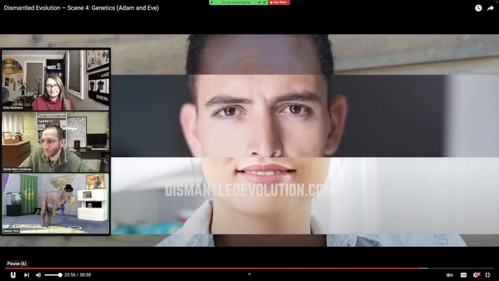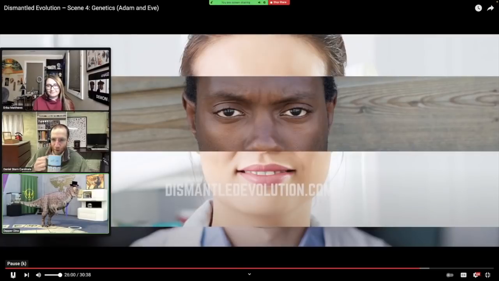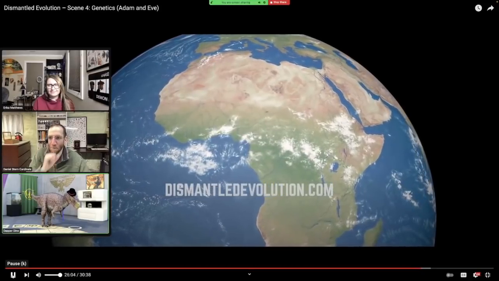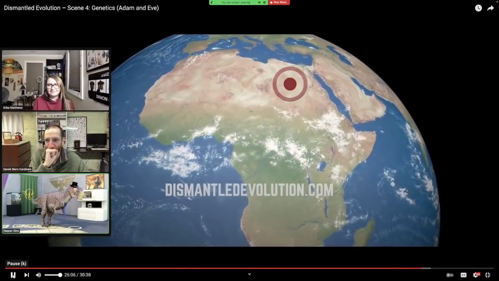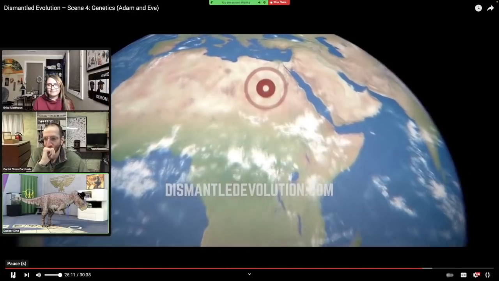This theoretical near-extinction event has been used to explain why all humans are nearly identical genetically. The out-of-Africa theory claims all living humans originated from this small population who lived in the general vicinity of northeast Africa.